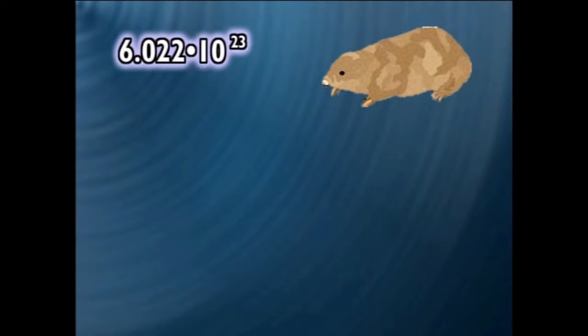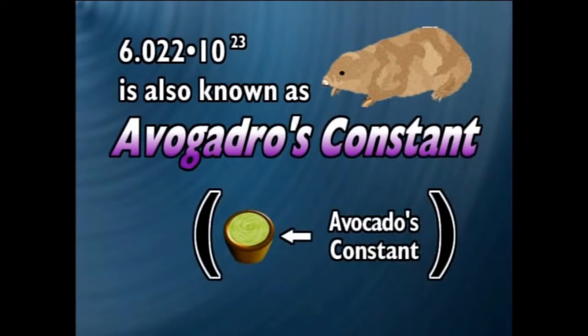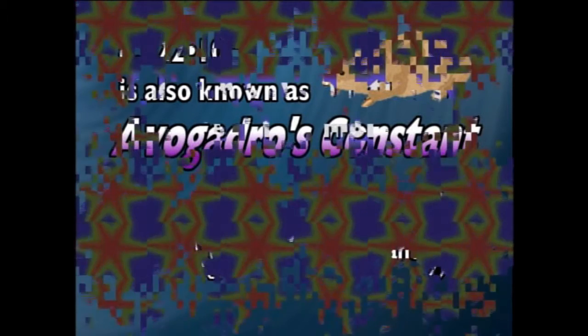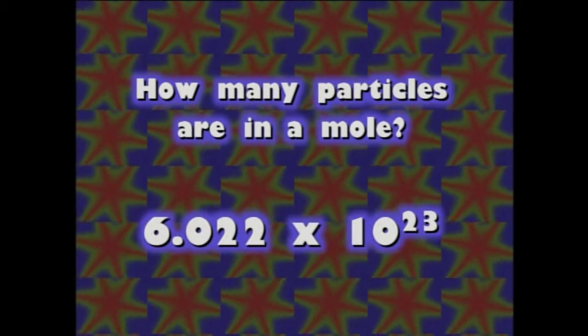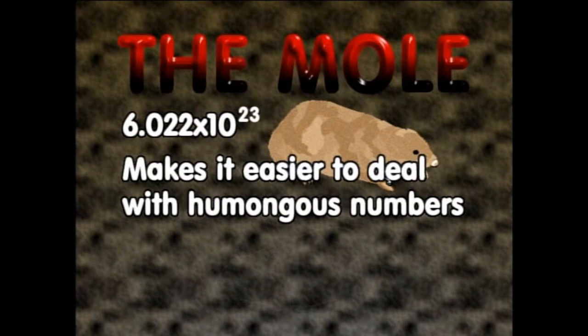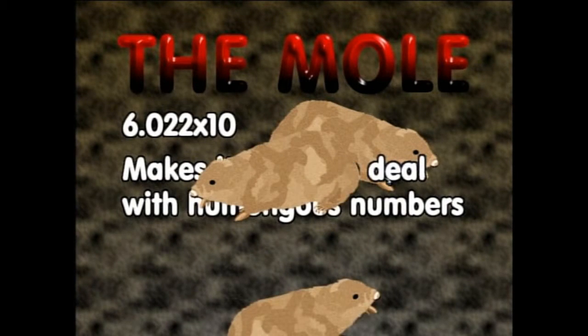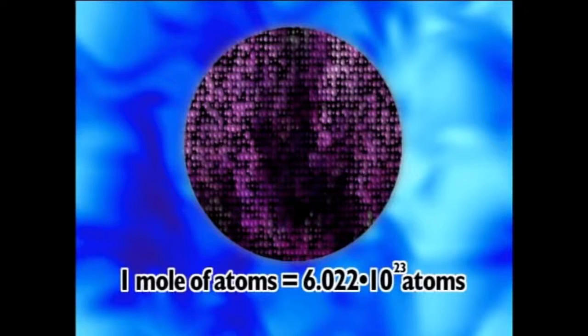The magic mole number, 6.022 times 10 to the 23rd, is also known as Avogadro's constant, not to be mistaken for avocado's constant, which is really just a recipe for guacamole. How many particles are in a mole? 6.022 times 10 to the 23rd power. So the mole, like scientific notation, makes it easier to deal with humongous, unwieldy numbers. A mole of moles, for example, would be more than 60 million billion moles. So the mole is basically just a way of keeping up with huge amounts.